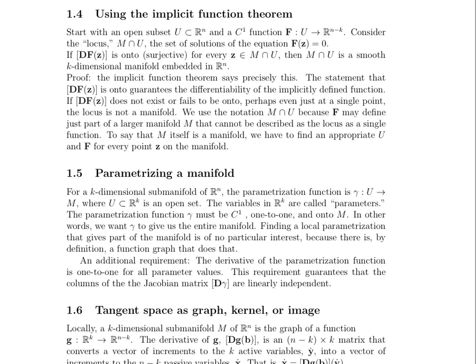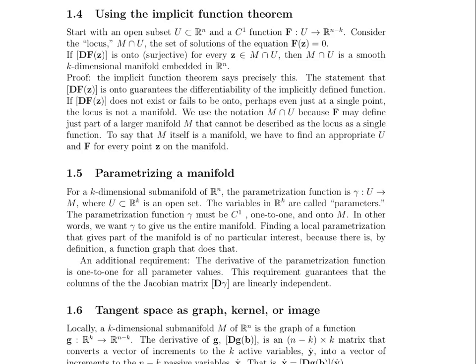Well, when we want to parameterize a manifold, let's take a look here. We have a k-dimensional submanifold of Rn. The parameterization function is always notated in our notes as gamma. It's going to map from the open set U onto M. So when you plug in a value for a parameter, it will give you back a point that's on the manifold. Just like with the unit circle, cosine t, sine t, pick a value for t, and it'll put you on a point on the unit circle.